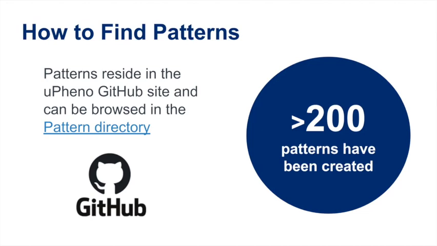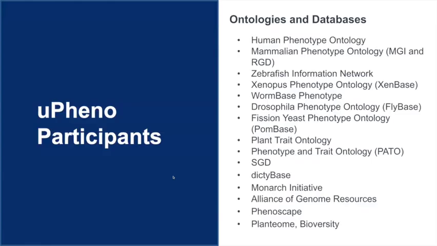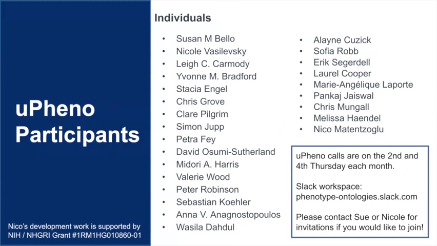And like I said, we've created over 200 patterns for phenotype ontologies, and they're freely available and free to use in our pattern directory on our GitHub repository. So yes, there were several different databases and ontologies that participated in this project, and they are listed here. And also we've had several folks participating who are listed here.